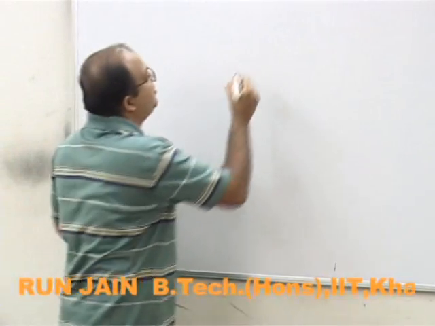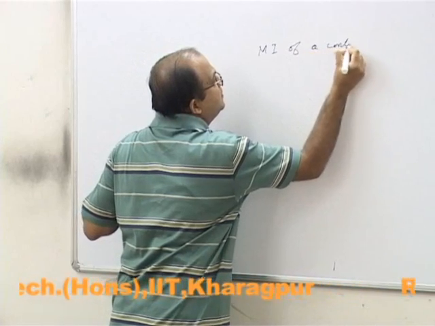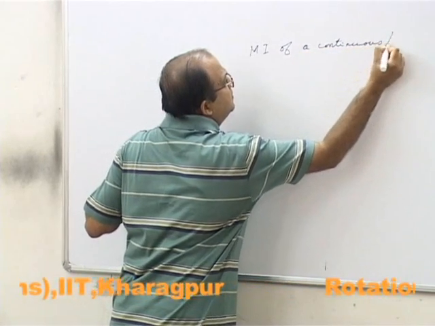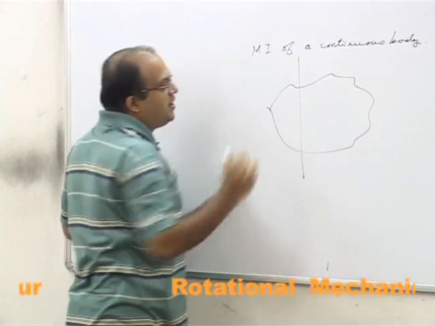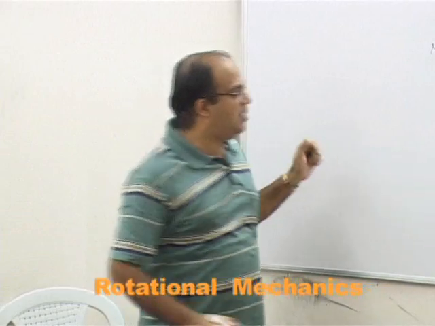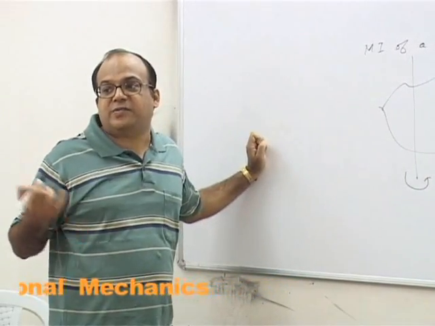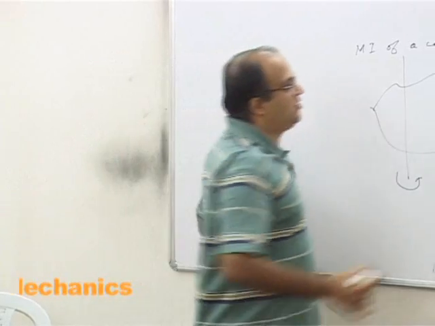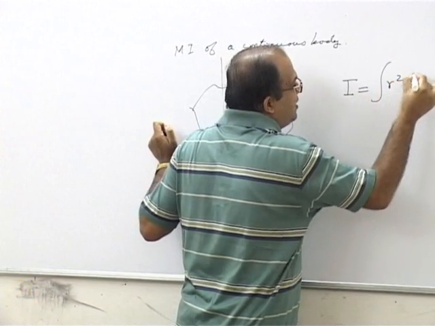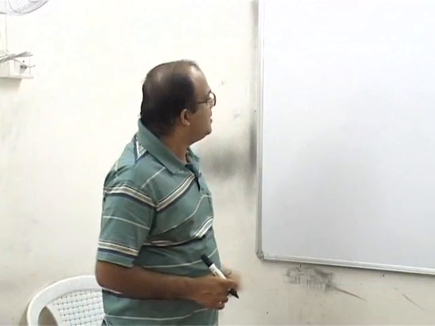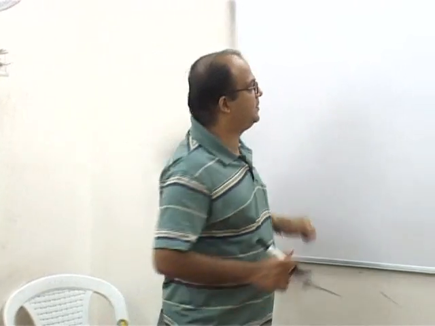Moment of inertia of a continuous body. So you got a body like this. You want to find out the moment of inertia about this axis. We know that continuous summation is integration. So here the moment of inertia will become integral r square dm. Now let us take up some simple problems on moment of inertia.